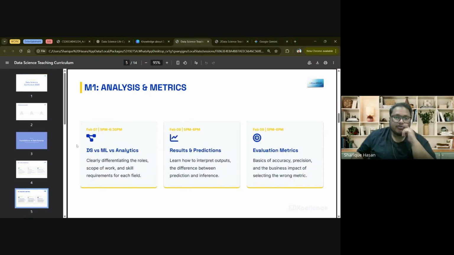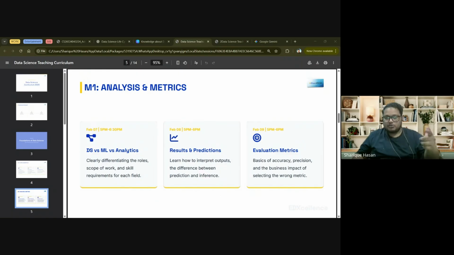And the next class will be on the 7th. So on the 5th and 6th, I will not be taking any classes. The next class on the 7th is ML versus analytics, clarifying the difference between roles and scope: what is ML, what is analytics, what is data analytics. We're going to see that there. On the 8th of Feb, we're going to talk about results and prediction, like graphs.